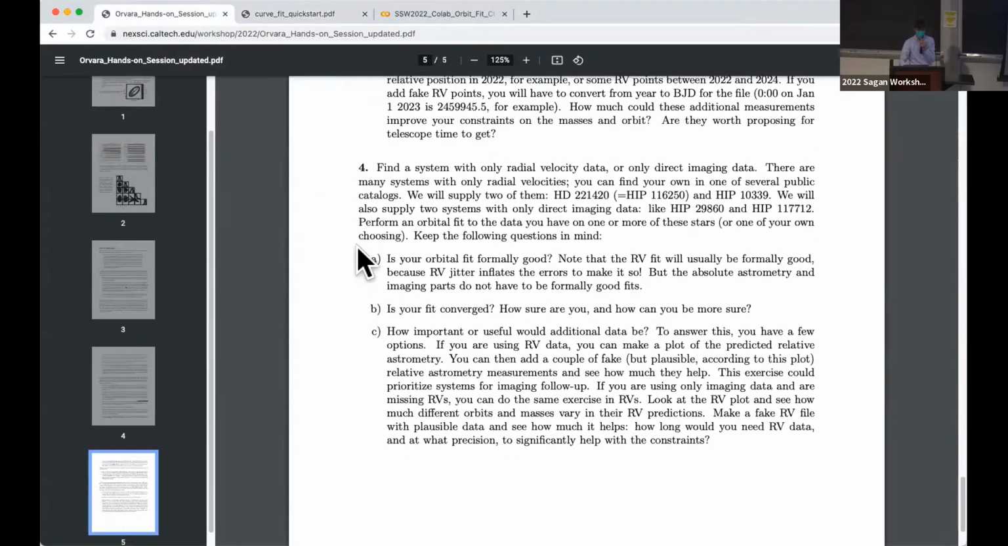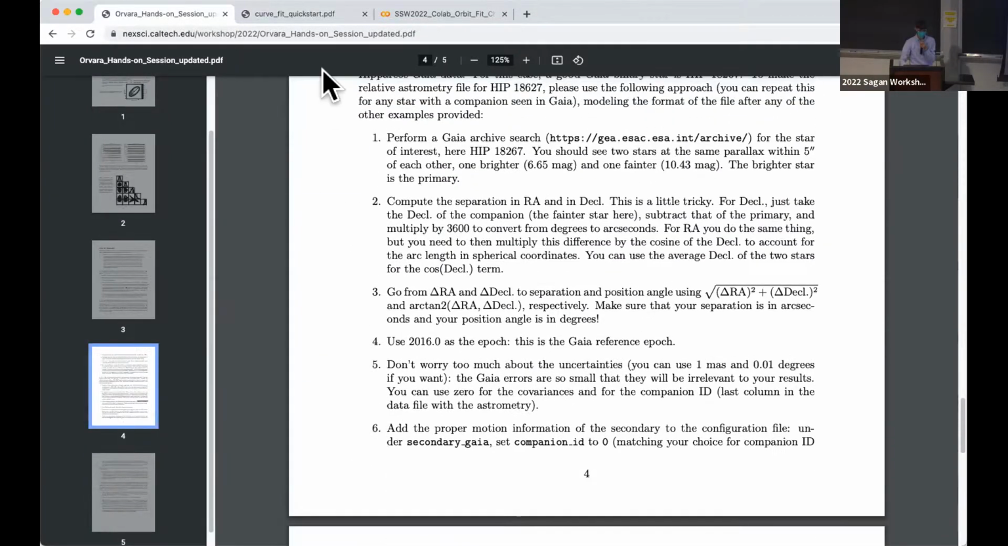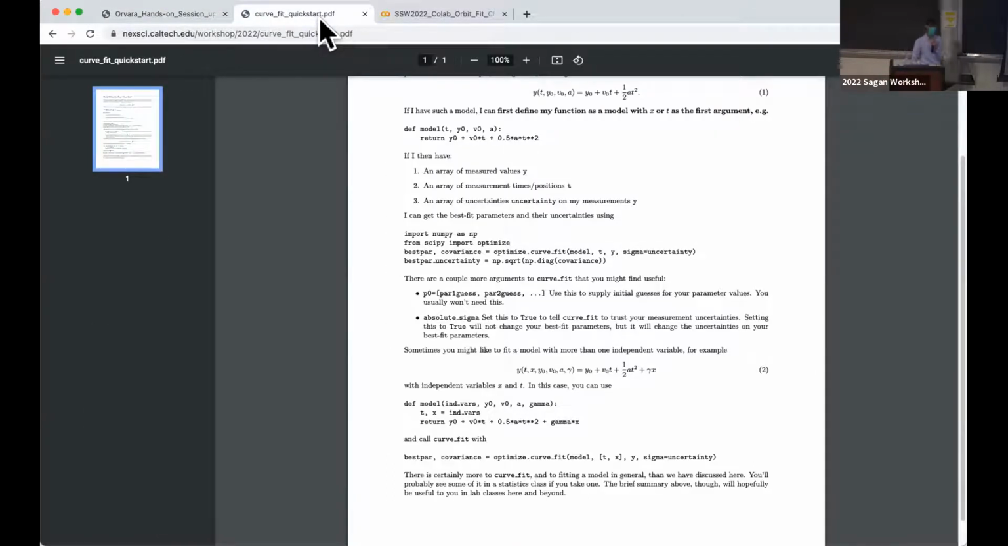And then there are these 4 Orvara based activities. If anybody's having trouble finding these, we should make sure that the links go out multiple times, in multiple places within the Slack channel.